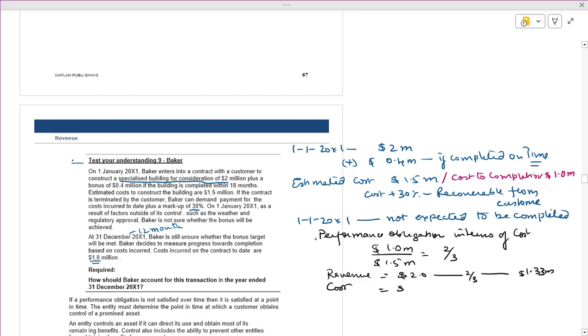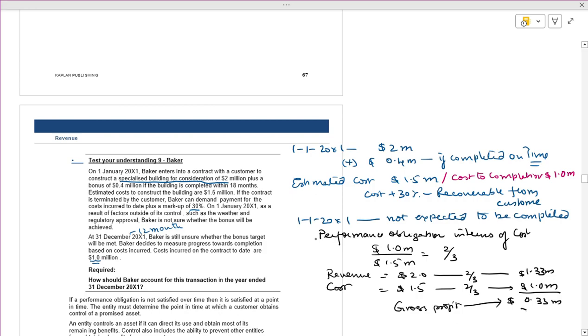Cost also, how much? Total cost is 1.5. Here also you take 2/3. It comes to 1 million. Fine. And how much do we have to recognize? We have to recognize to the extent of how much? Gross profit is 0.33.